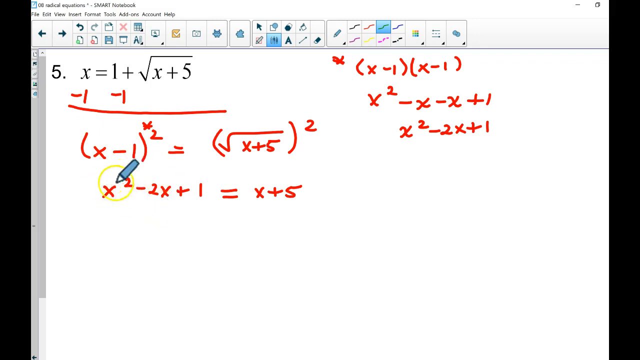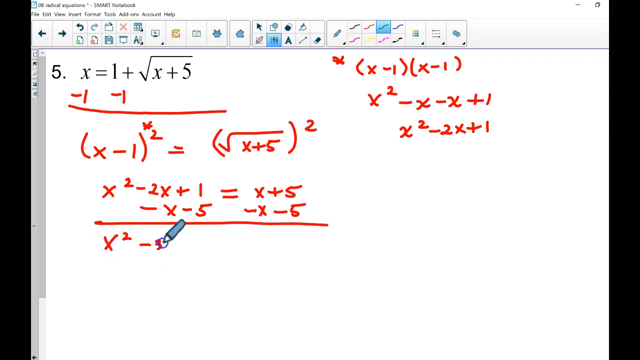Notice that I now have a quadratic equation, and so therefore I need to put it into standard form. And to do that, I'm going to subtract x and subtract 5 from both sides of the equation. I get x squared minus 3x minus 4 is equal to 0. I'm going to factor this now. And solve for x.